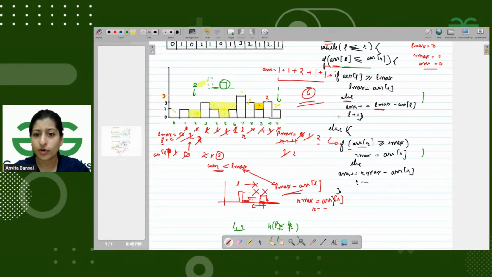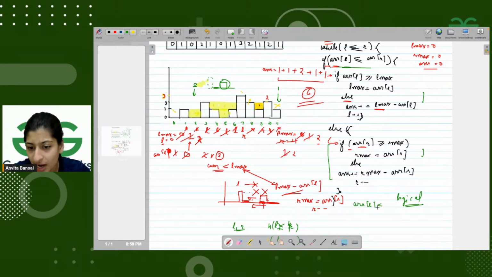That means from the left end side, I can be sure that there is some tower to hold the water. So what operations do I need to make? I need to only check if I can get some R max to store the water. Understood? So this is the logical understanding. Logically, this is how we are handling it with this operation.